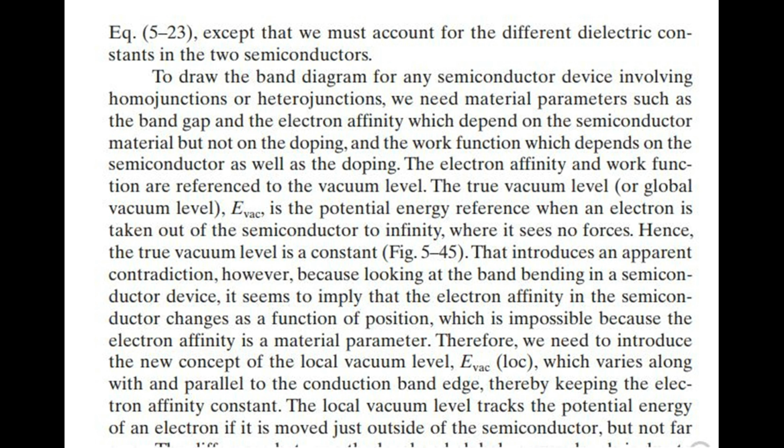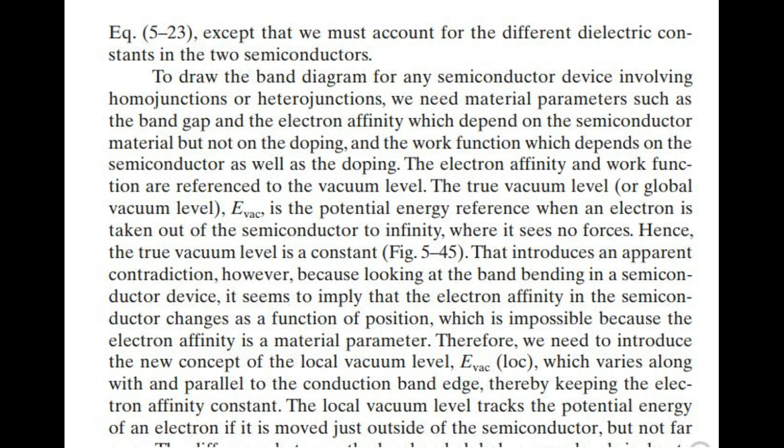The electron affinity and work function are referenced to the vacuum level. The true vacuum level, or global vacuum level, EVAC, is the potential energy reference when an electron is taken out of the semiconductor to infinity, where it sees no forces. Hence, the true vacuum level is a constant, Fig. 5.45. That introduces an apparent contradiction, however, because looking at the band bending in a semiconductor device, it seems to imply that the electron affinity in the semiconductor changes as a function of position, which is impossible because the electron affinity is a material parameter.